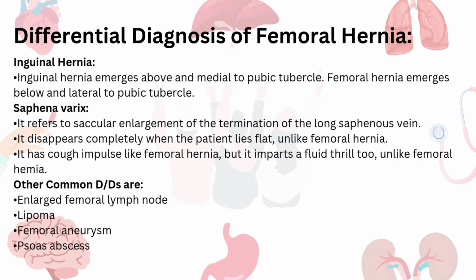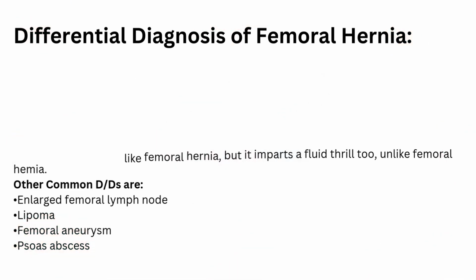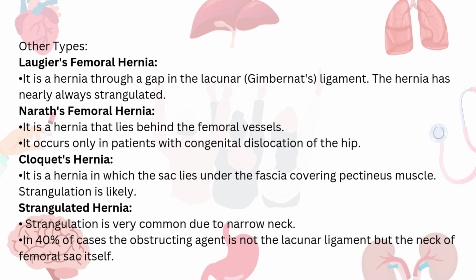Other types of the femoral hernia could be Laugier's femoral hernia, Narath's femoral hernia, Cloquet's hernia, and the strangulated hernia. The Laugier femoral hernia is the hernia through a gap in the lacunar ligament. The hernia has nearly always strangulated. Narath's femoral hernia is when the hernia lies behind the femoral vessels. It is mostly common in patients with congenital dislocation of the hip. So you need to remember, if there is a dislocation of the hip, there will be Narath's femoral hernia, which is present behind the femoral vessels.